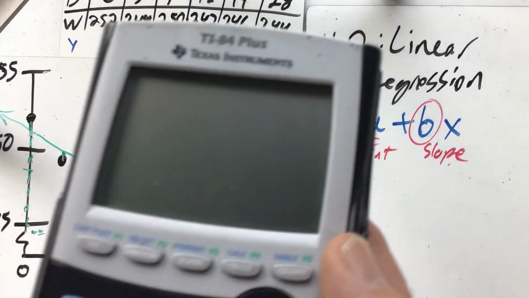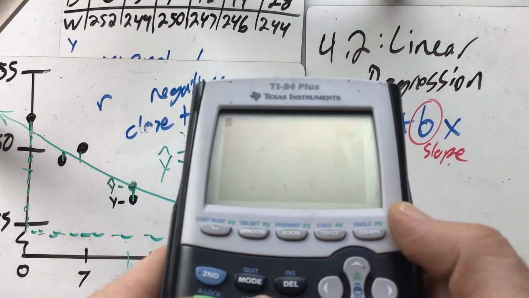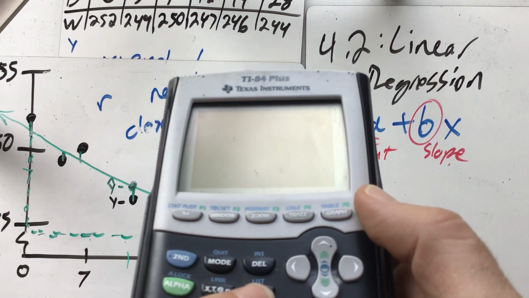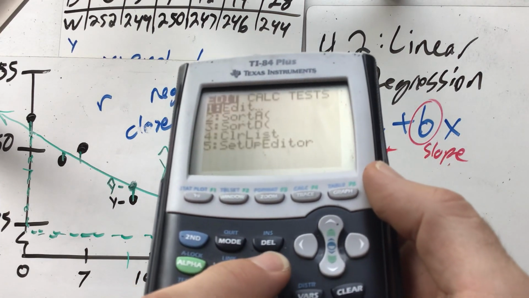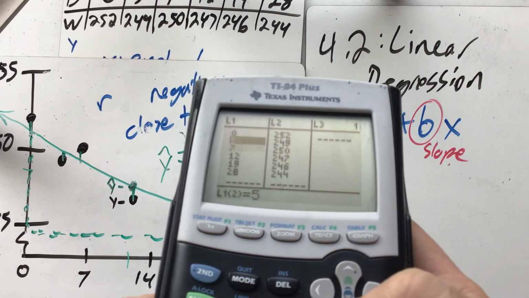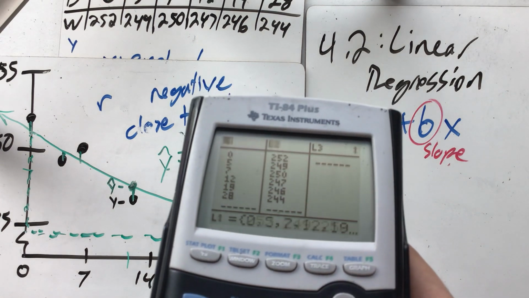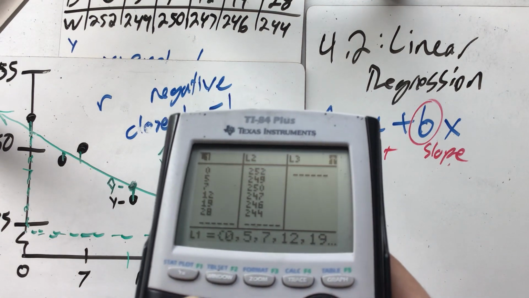Okay, so the first thing we need to do is put our numbers in Stat. So I'm going to go to the Stat button. You can see it right there. Then I'm going to go to Edit and type all of my numbers in: 0, 5, 7, 12, 19, and 28, and they're all typed in. Hopefully I typed them in correctly. Now I'm going to quit.